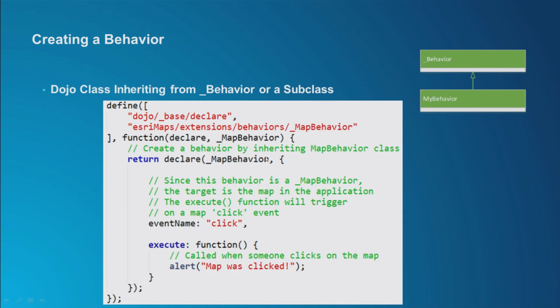So this is an example of showing how to create a customized behavior. We have the underscore map behavior class from the Esri Maps package. You just implement your own behavior, inheriting from the underscore map behavior, and say you're interested in a map click. Then in execute, you just do a simple alert. So when this behavior is added to our map web part, every time you click the map, this execute function executes.